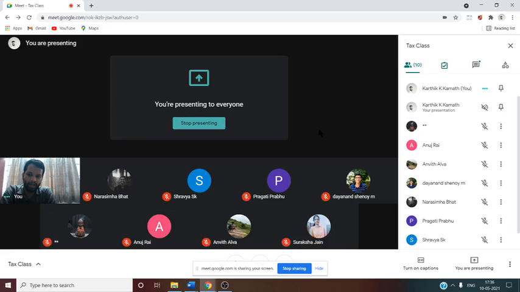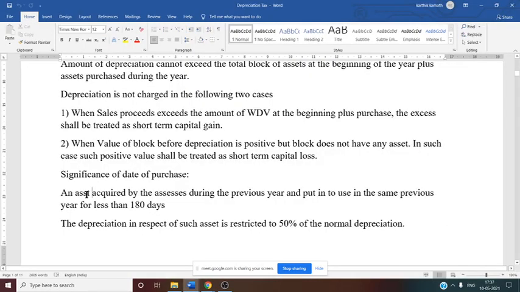So now, significance of date of purchase. Any asset acquired by the SSE during the previous year and put into use in the same previous year for less than 182 days. One year is usually 365 days, leap year 366 days, so half of that is 182 days. But from the point of view of depreciation, we are going to consider 180 days, not 182 days, that is approximately 6 months.